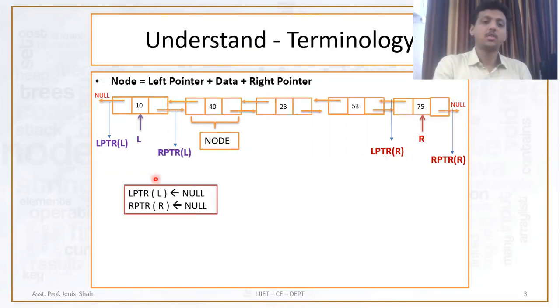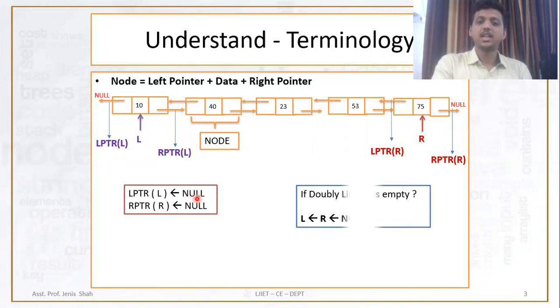I have already written that over there. And the next statement: if my doubly linked list is empty, then L and R both are pointing to null. Okay, so let's start with doubly linked list deletion.